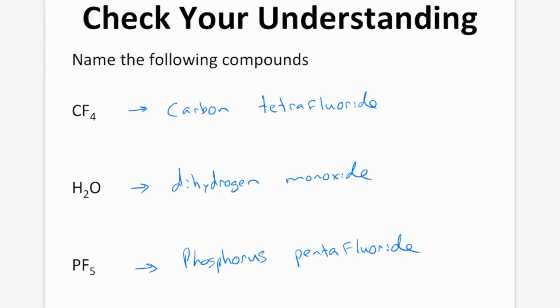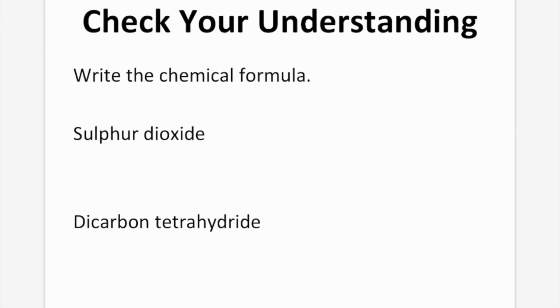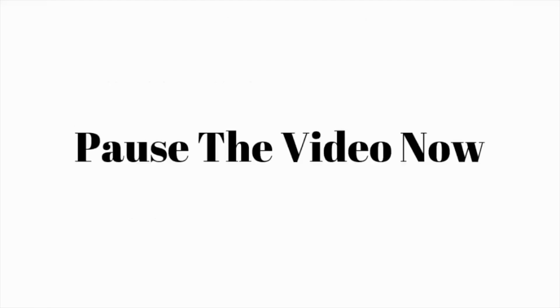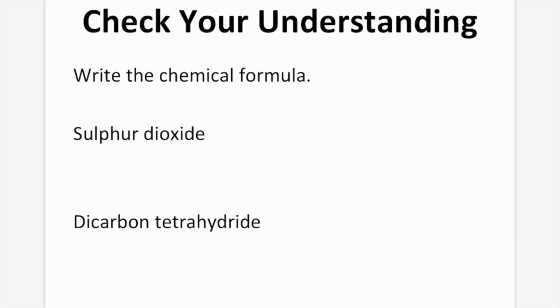Phosphorus pentafluoride. Check your understanding. Pause the video and write the chemical formula for the following 2. So the first one, sulfur dioxide. Sulfur is an S. Di means 2, and it's oxygens, so we know it's going to look something like that. So we're going to write SO2.